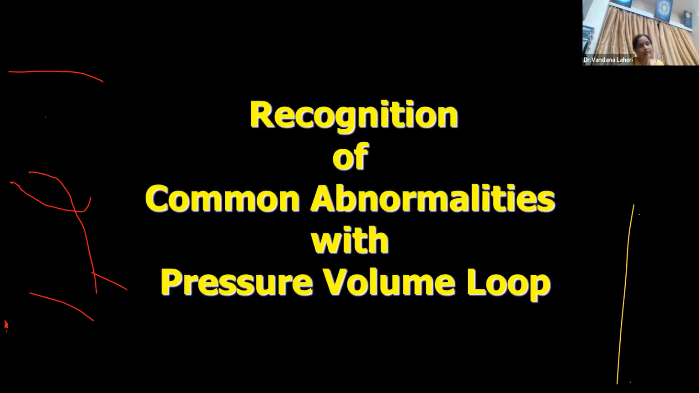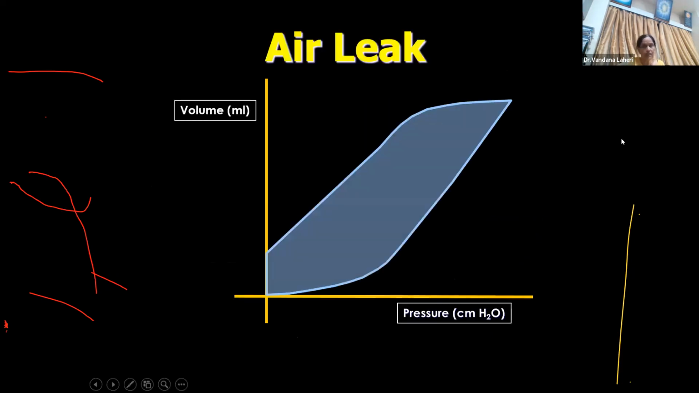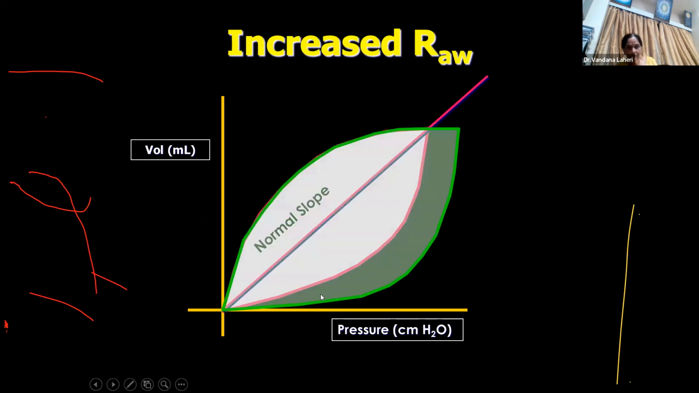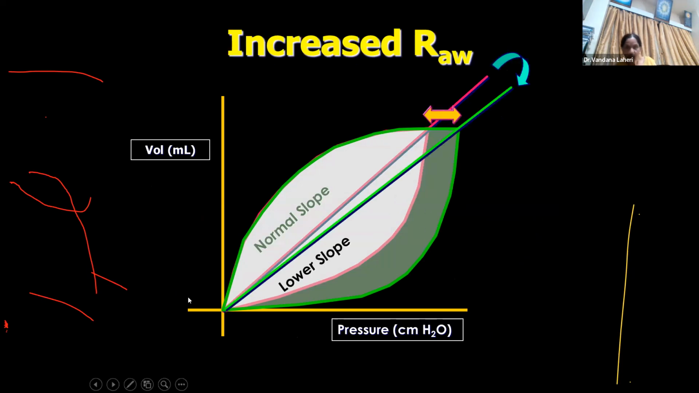Now, how will you recognize common abnormalities with the pressure volume loop? So let us see air leak. Can you see here? It does not return to baseline as far as volume is concerned. So this is air leak. Increased airway resistance, can you see? This is called hysteresis. The lower slope, and you can see here it has expanded, it has ballooned out like that. So this is your increased airway resistance.